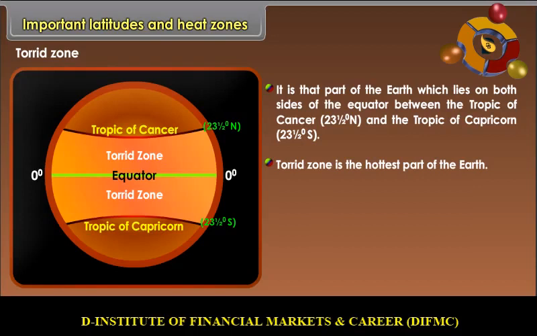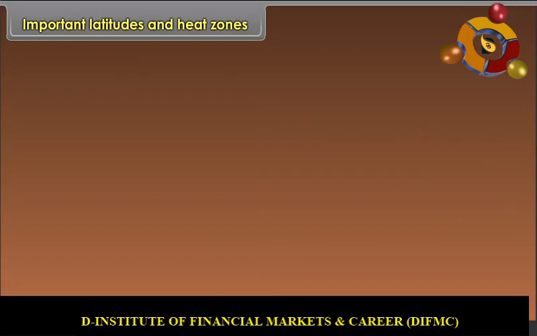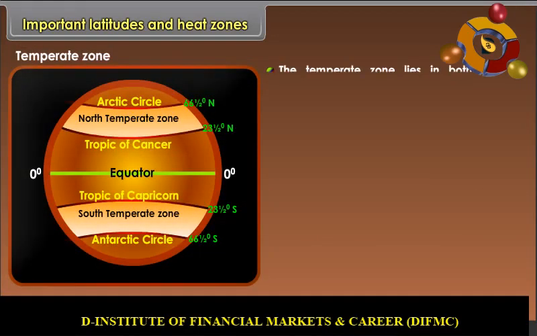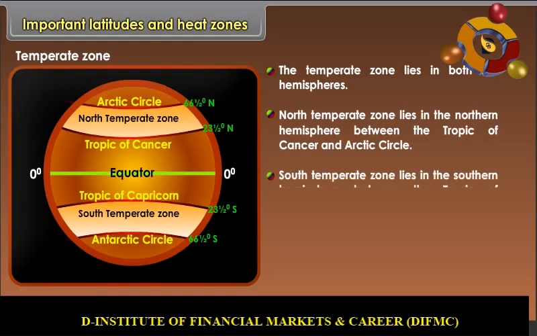This zone receives the maximum amount of heat throughout the year because the rays of the sun fall vertically on this zone. Temperate Zone. The temperate zone lies in both the hemispheres. North Temperate Zone lies in the northern hemisphere between the Tropic of Cancer and Arctic Circle. South Temperate Zone lies in the southern hemisphere between the Tropic of Capricorn and the Antarctic Circle.